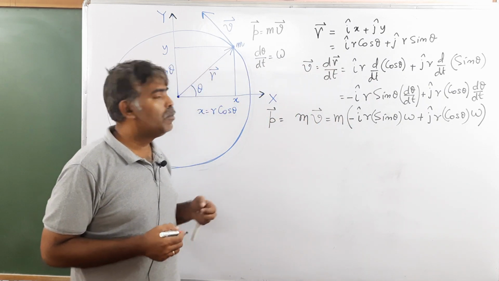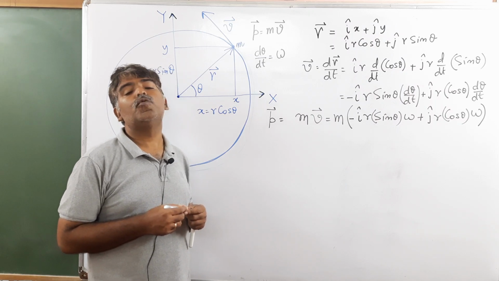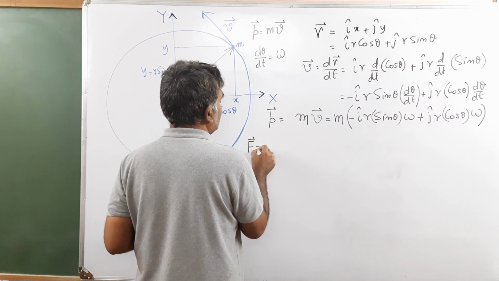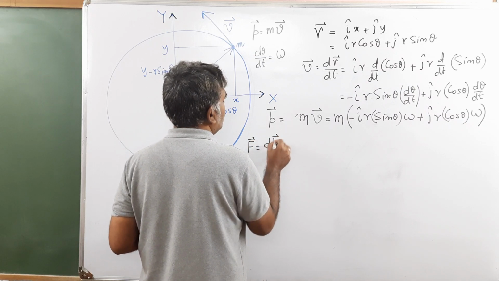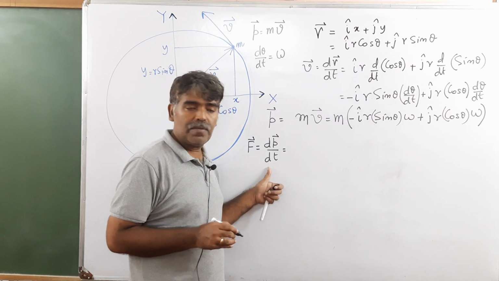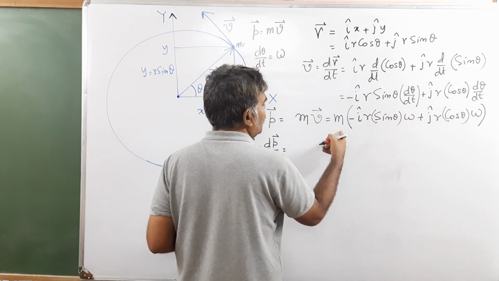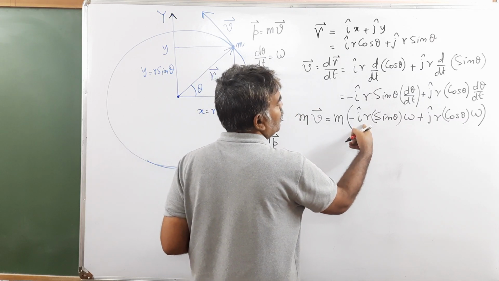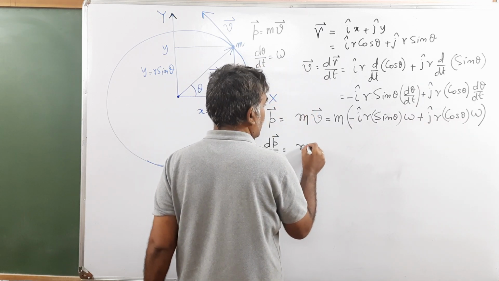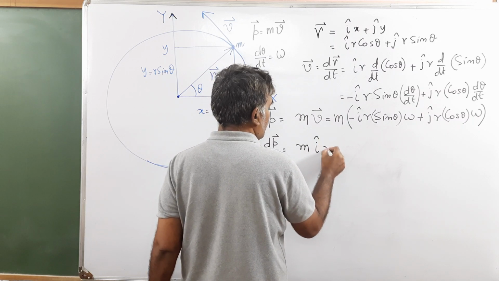But the momentum is not enough. What is important is we need the force. So, what is force? F is rate of change of momentum, right? So, you need to differentiate this. Now, if you differentiate this, what are the constants? d/dt means mass will be multiplied with this, and this mass is constant. So, take it out, m times i cap r.